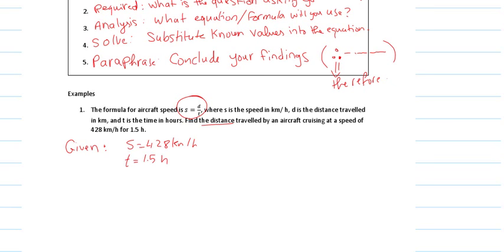After the given, I'm going to have to look for the required. So what am I looking for? Distance. So all I have to do under required is say distance, I don't know what it is. I'm looking for that. That's why I put a question mark next to it.